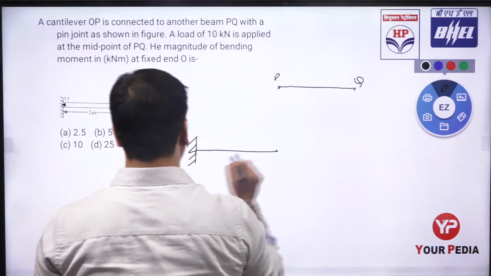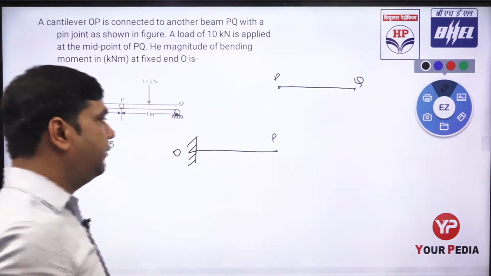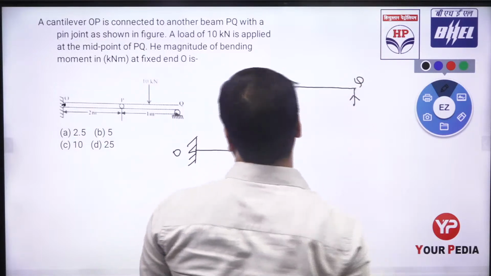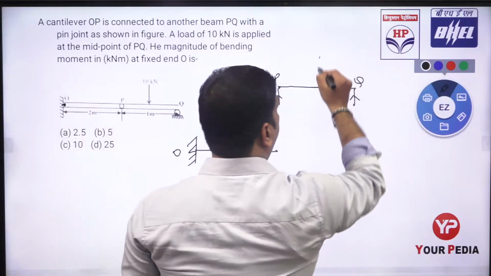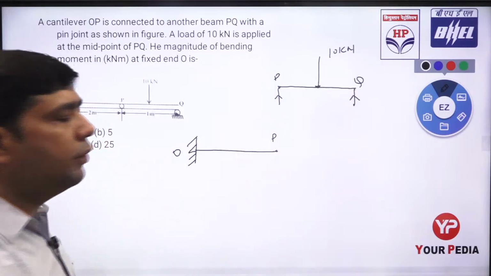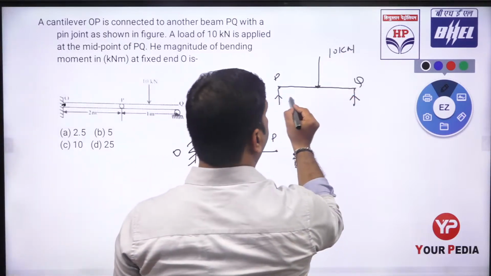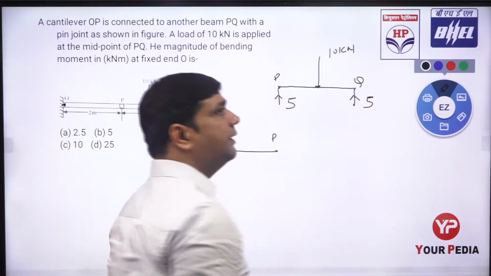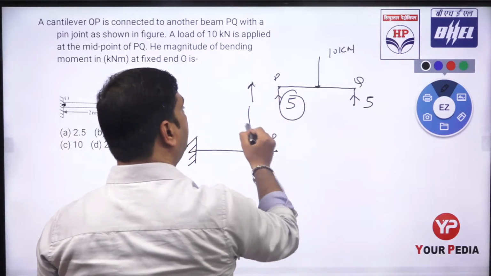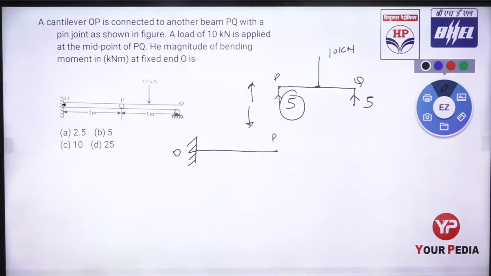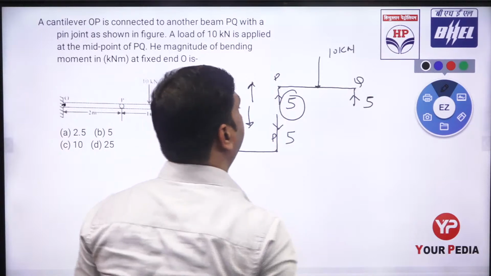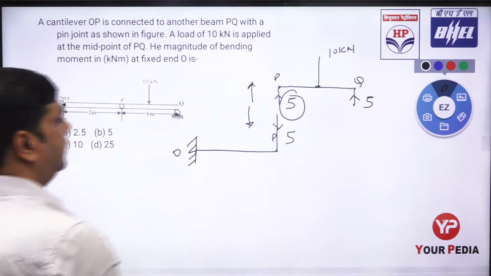So we can separate the two beams like this. One is a cantilever beam and another one is a simply supported beam. It is subjected to a load of 10 kilonewton at its center, so what is the value of the reaction at P and Q? That is equal to 5 and 5, because the load is lying at the center. If this 5 kilonewton is acting in the upward direction, the same amount of force acts in the downward direction to balance it. So you can see this 5 kilonewton acting vertically downward.